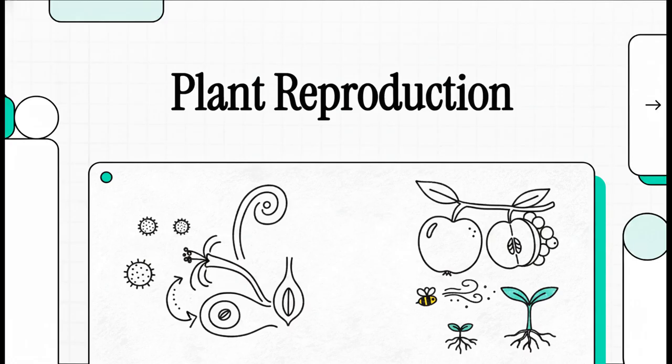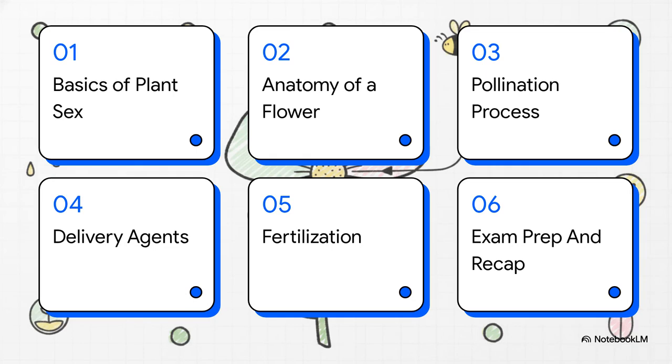Now, if you're prepping for your O-level biology exams, this breakdown is exactly what you need to ace it. But even outside of exams, understanding this mechanism is absolutely crucial for grasping how global agriculture and biodiversity actually work. Okay, let's just get right into it.